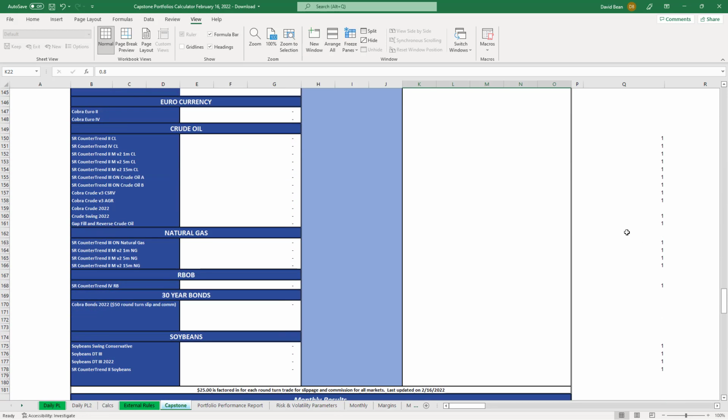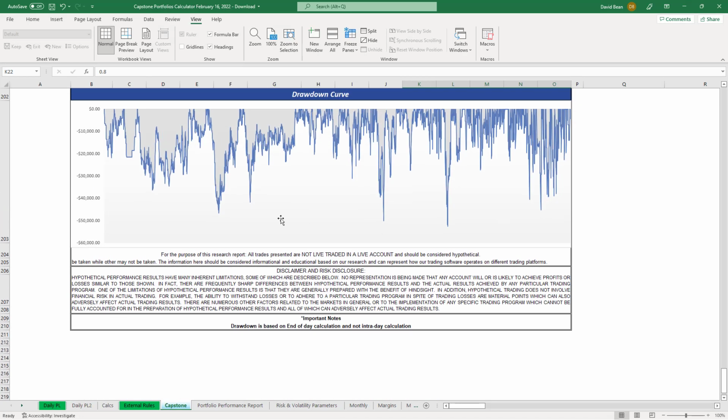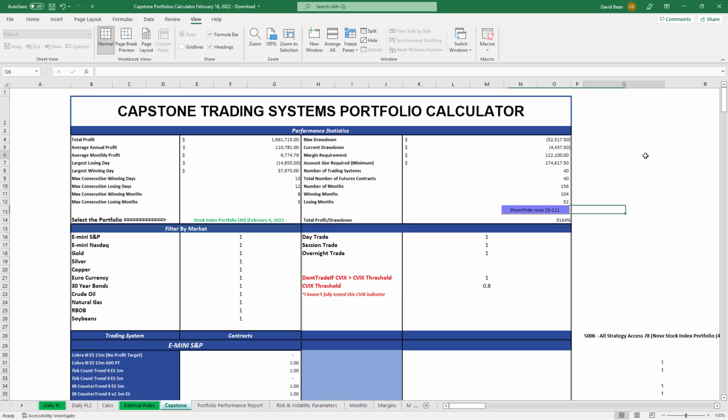Adding more rules sometimes is, you know, it's new, so you have to consider the fact that it's a new rule. But it looks really good overall, and I want to make this available to you in the latest portfolio calculator.